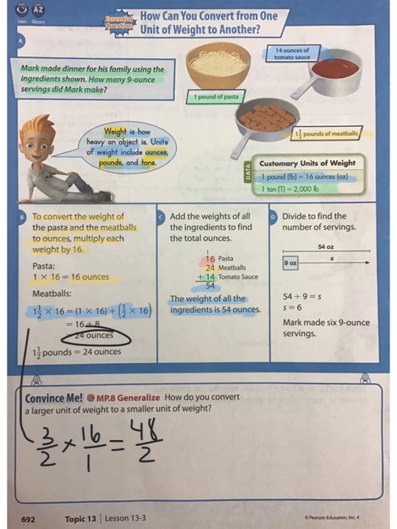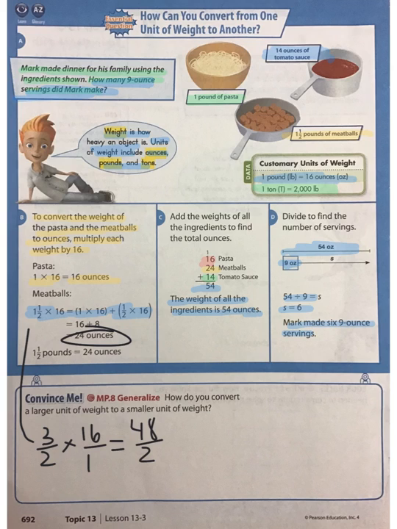Now we're going to go back to the original question. The original question asked, how many 9-ounce servings did Mark make? So now we have to take our total and divide it by 9. And 54 divided by 9 equals S, and S equals 6. So Mark made 6 9-ounce servings.